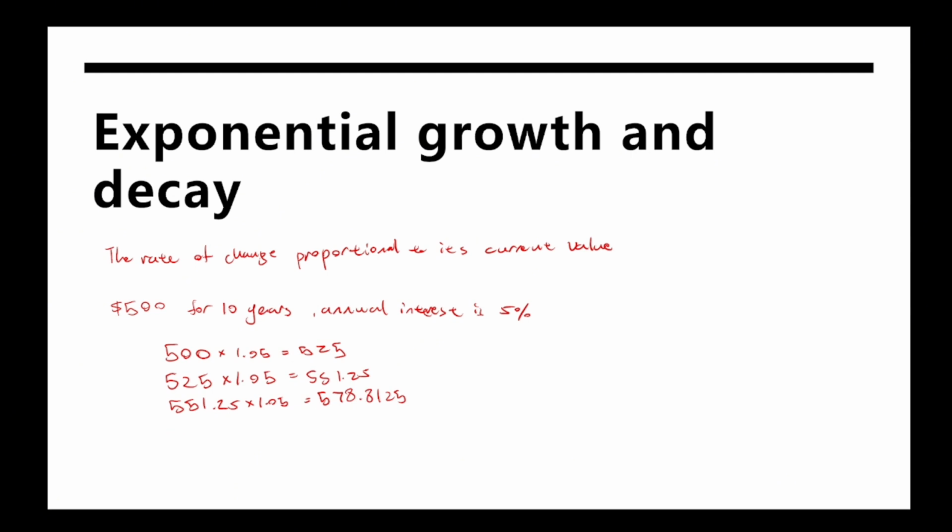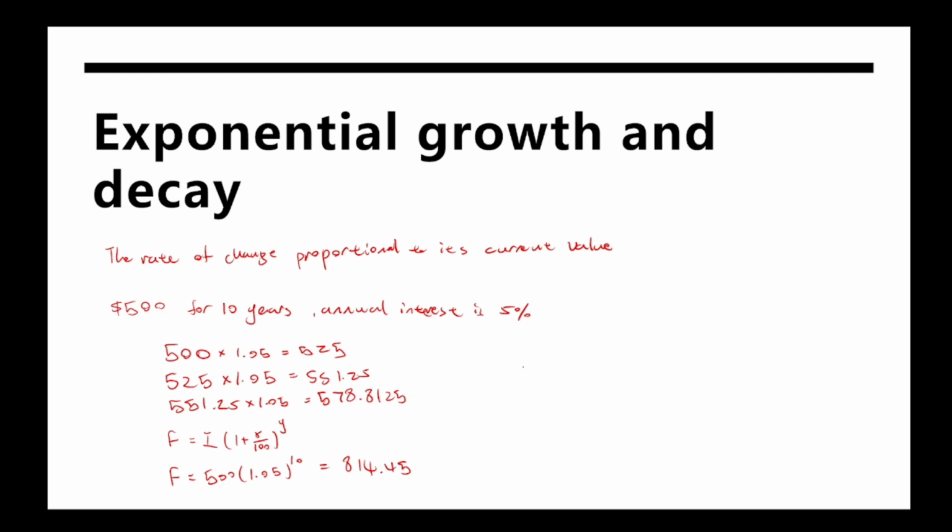So the equation will be the final output equals the initial investment times 1 plus rate over 100, to the power of years. In this case, my final output would be 500 times 1.05 to the power of 10, which is 814.45.